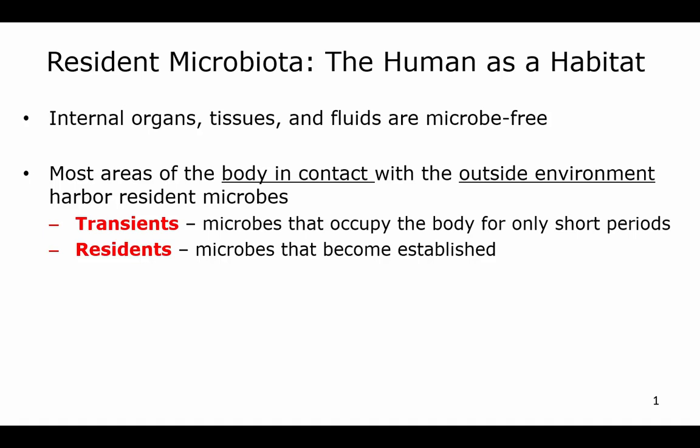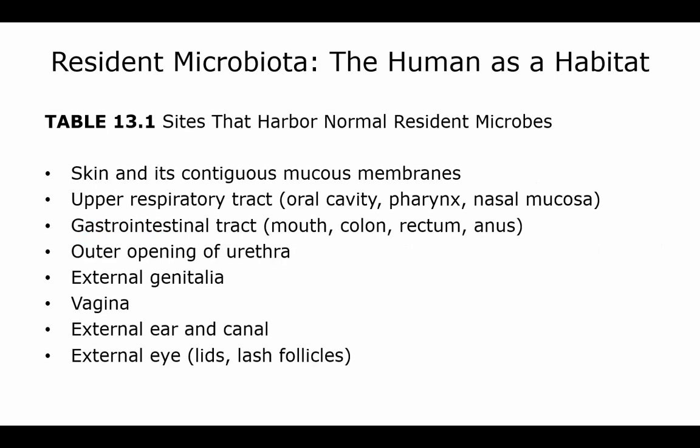Okay, so humans. We have internal organs, tissues, and fluids. These should be microbe-free. So when our body comes in contact with the outside environment, we talk about either the resident microbes or the transient microbes that we come in contact with. Residents would be microbes that become established. Transients would occupy only for a short period of time and then be gone.